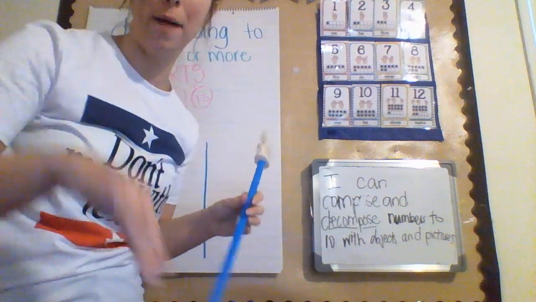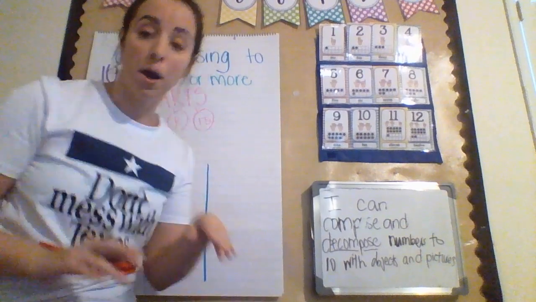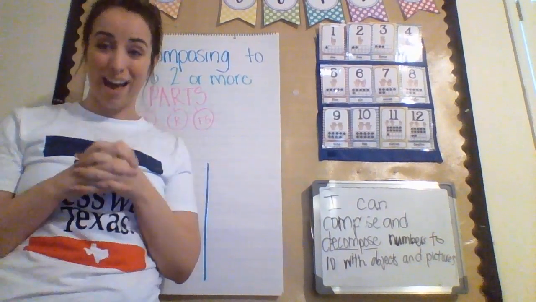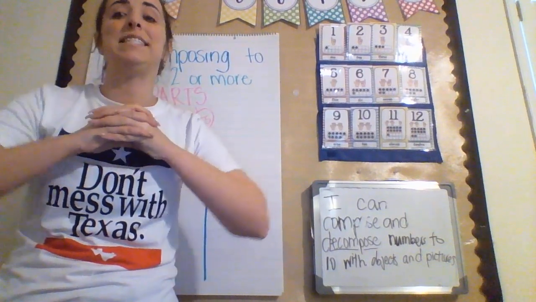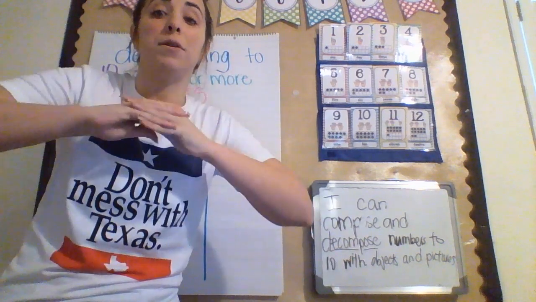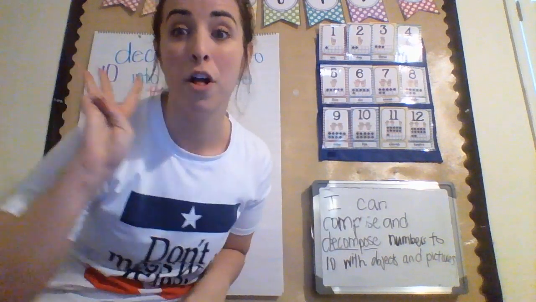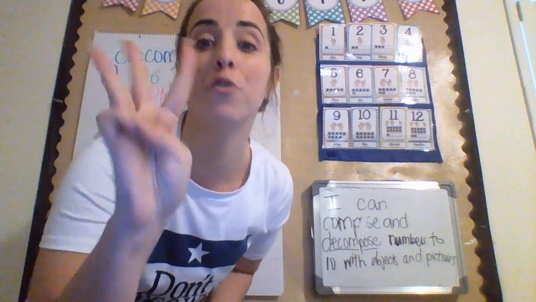Yesterday we thought a lot about composing. So remember, composing is when we put numbers together. Now we're going to take a number and take it apart. So usually when we are decomposing, when we are taking numbers apart, we put them into 2 parts. Today we're going to put it into 3 different parts.